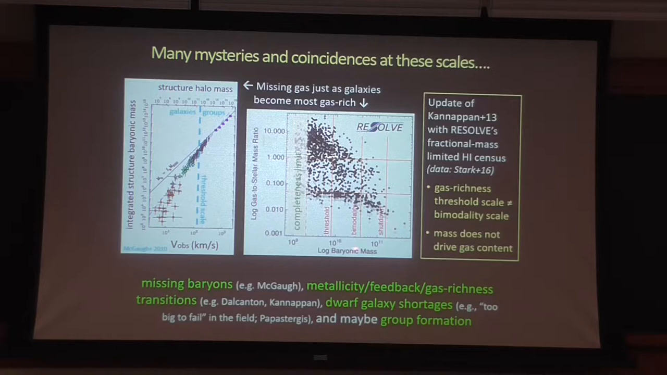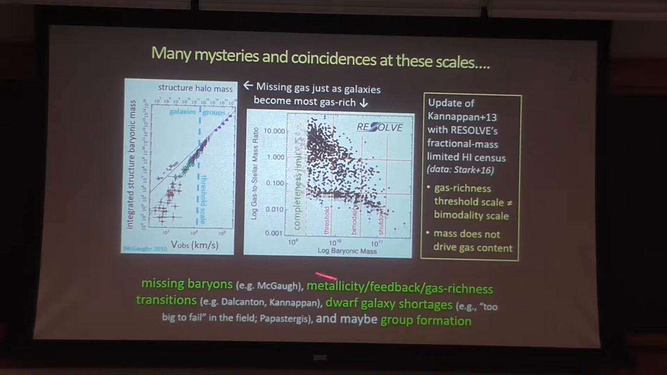The reason people think that mass drives gas content is because usually you have a flux-limited survey and you have a line of upper limits falling like this. So you just get a diagonal line. If you're lucky, people even plot the upper limits; half the time people throw them away. So mass does not drive gas content, but there's something interesting happening at that threshold scale.